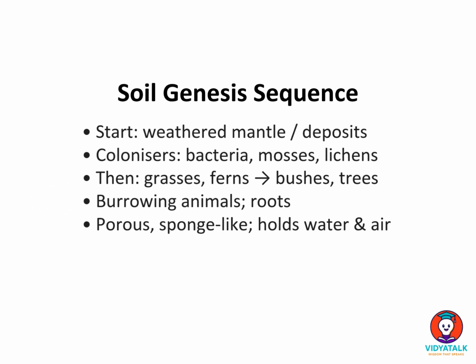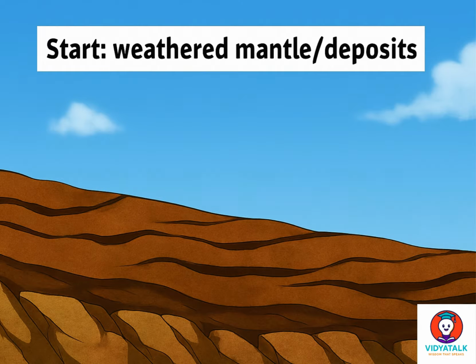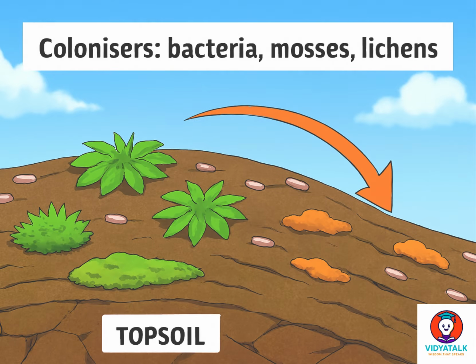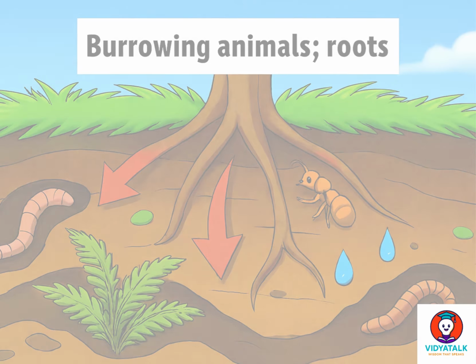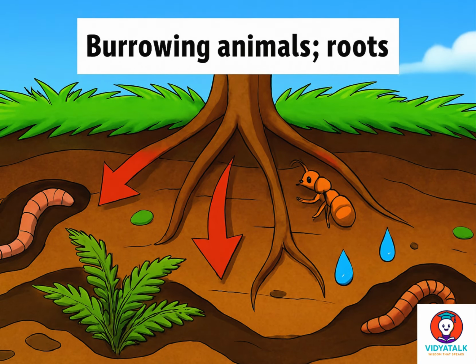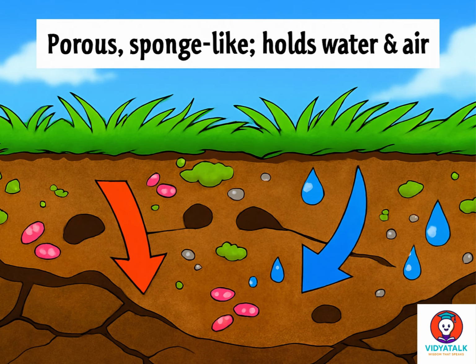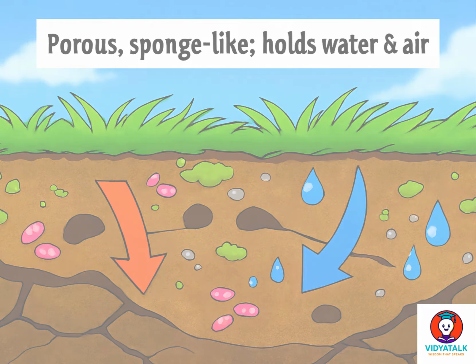Soil genesis sequence. Soil begins with a weathered mantle or transported deposits. Bacteria, mosses, and lichens colonize first, then grasses and ferns, followed by bushes and trees. Roots and burrowing animals mix material, making it porous and sponge-like, able to retain water and allow air to circulate.